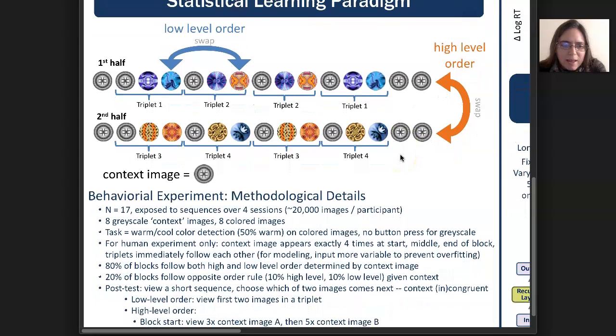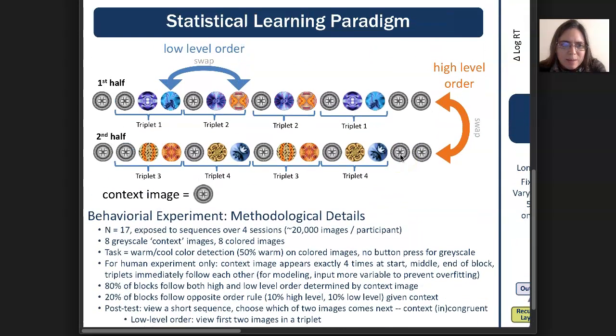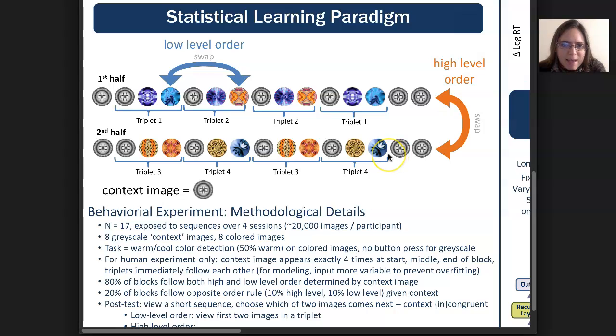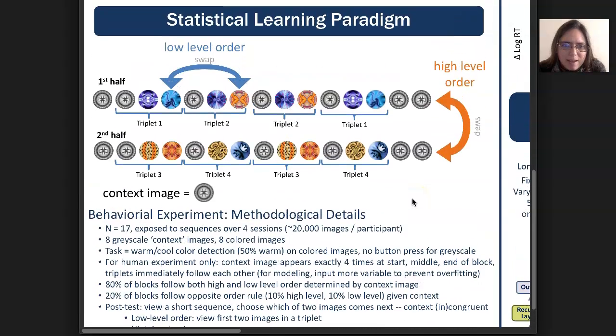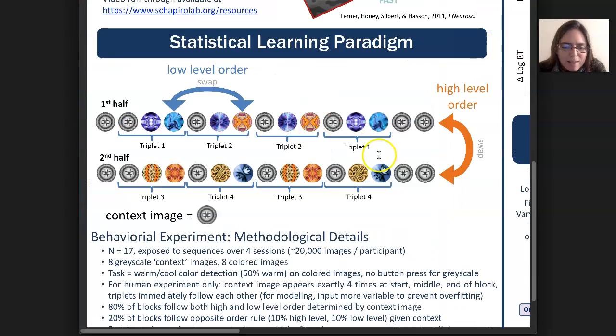All right. What we do to assess learning implicitly as they're being exposed to these sequences is, for 80% of the blocks, it'll follow the correct rules. But for 10% of the blocks, we're going to violate the low-level order rule, so it'll be the opposite of what you'd expect from that context. And then the other 10% of the time, we're going to violate the high-level order rule. That way we can see whether people are slowing down or making more errors. So that's how we're detecting implicit measures of learning.